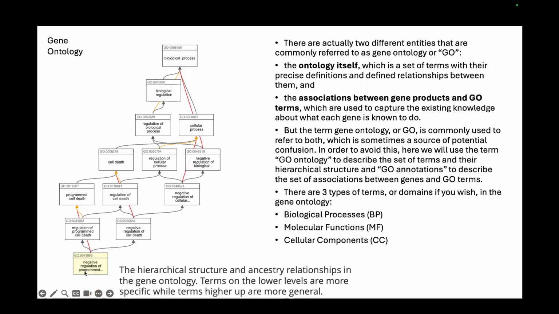So this is basically a hierarchical structure and ancestry relationship in gene ontology. The terms that are lower in location are more specific terms, while if you move higher up, those will become more general terms. Say for example, we start with regulation of programmed cell death, right? The parent term of that will be programmed cell death, the parent term for that will be cell death, the parent term for that will be a cellular process or a regulation of a biological process, and the parent term for that will be a biological process. So it is describing a hierarchy, right?